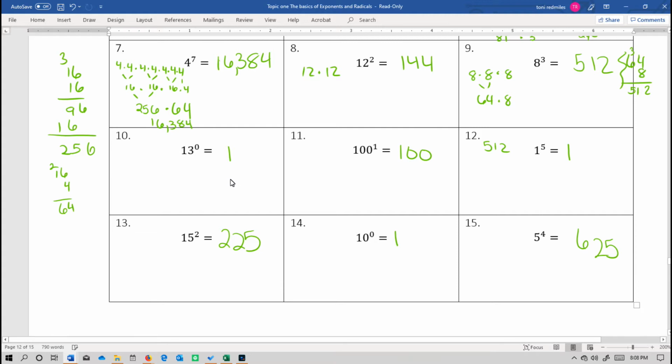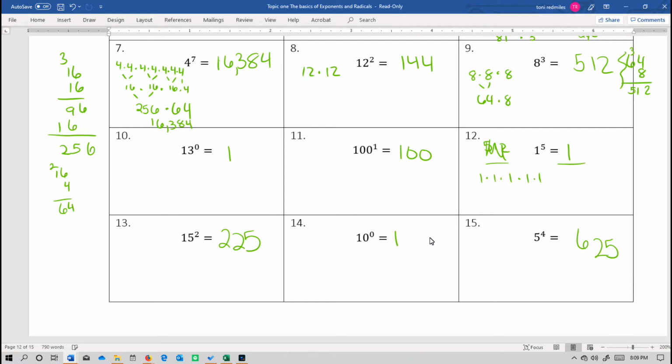Anything to the 0 power is 1. Anything to the 1 power is itself. So this one's 1. This one's 100. This one is 1 times 1 times 1 times 1 times 1, which if you do all that math, it's still only going to be 1.